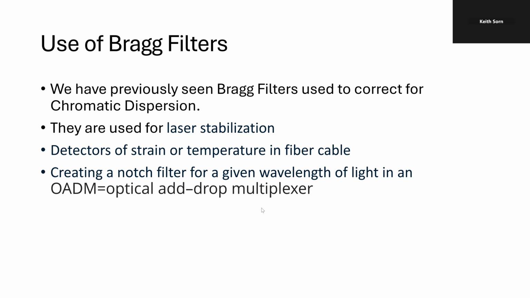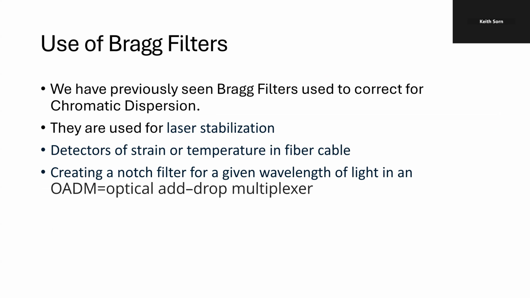All right, the use of Bragg filters. We've previously talked about Bragg filters being used to correct for chromatic dispersion. So they still do that. They're used for laser stabilization. They can detect strain or temperature in a fiber cable. And what we're going to be concerned most about is creating a notch filter for a given wavelength of light in an optical add-drop multiplexer.